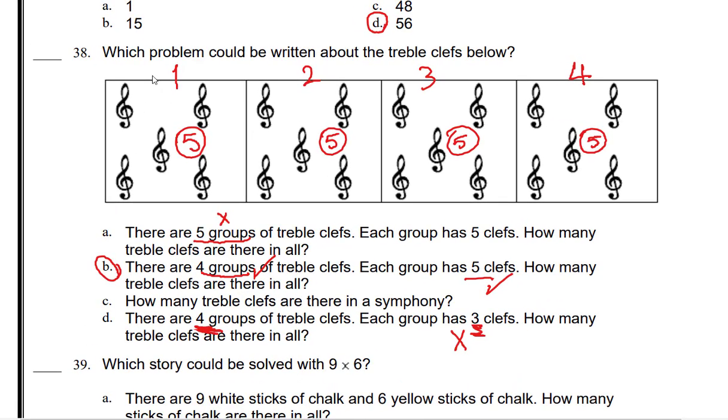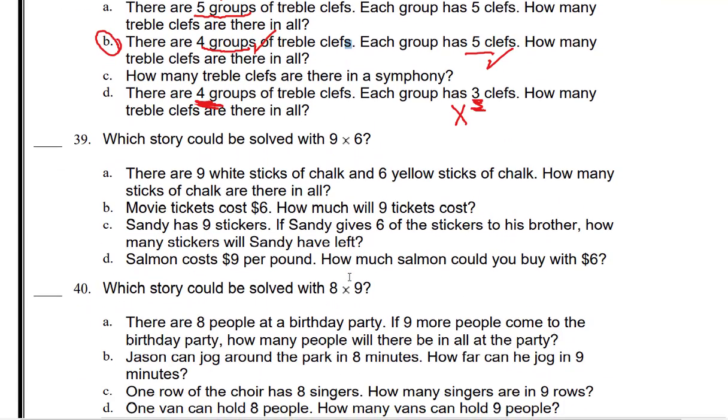This question was the last question that we solved in the previous session. As you can see, my heroes, which problem could be written about the treble clefs below? We choose B because we have 4 groups, and inside each group we have 5 clefs. So we choose this sentence: There are 4 groups of treble clefs. Each group has 5 clefs. How many treble clefs are there in all? Okay, so today we'll start solving question number 39.